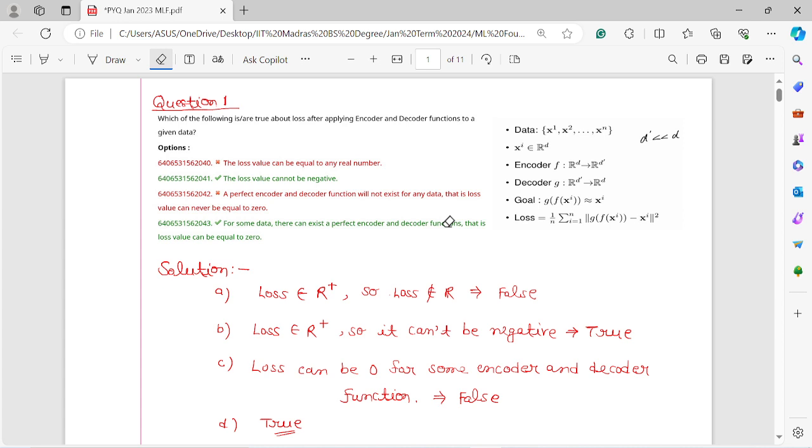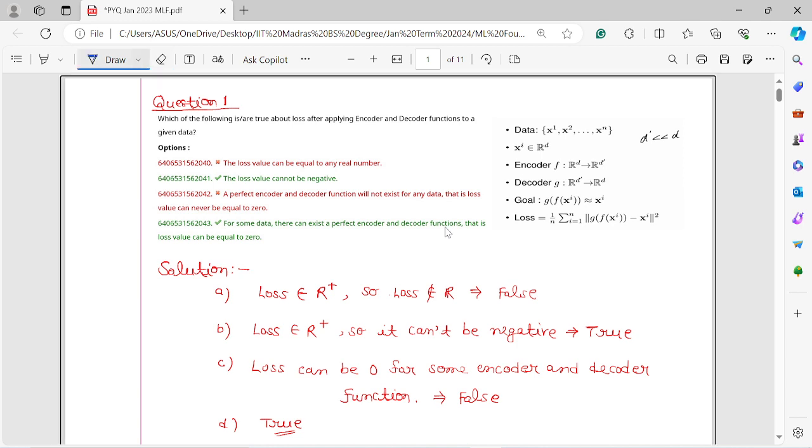Today we will solve some PYQ questions from Jan 2023 for the subject Machine Learning Foundation. So let us start with question number 1. Question number 1 is: which of the following are true about loss after applying encoder and decoder functions to a given data? There are four options, and this is an MSQ question, multiple select, and we have to find out which options are correct.